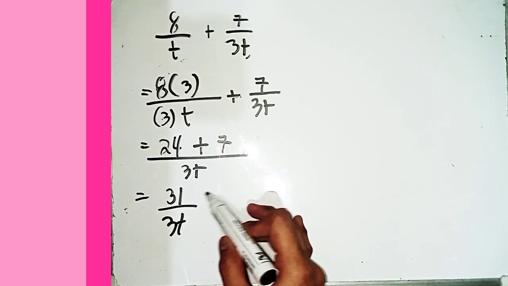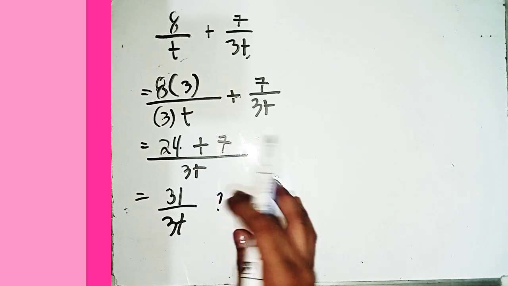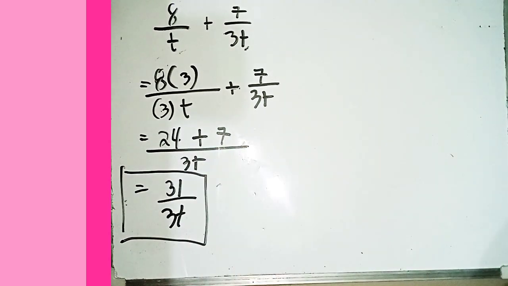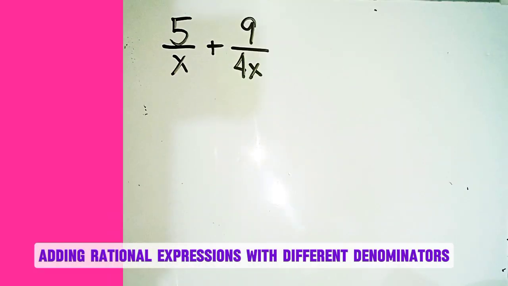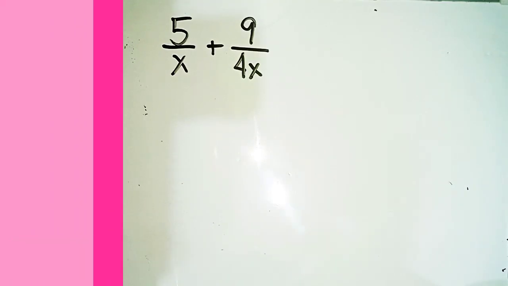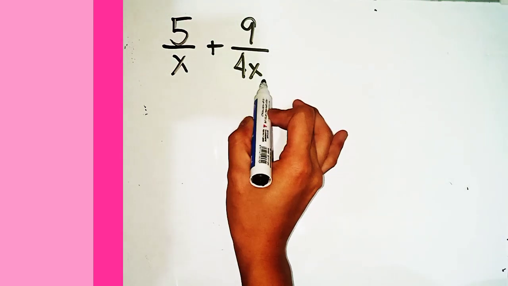Can we simplify that one, 31 over 3t? No, we cannot simplify, so therefore that would be our final answer. Okay, so now let's proceed to the third example. We have here 5 all over x plus 9 all over 4x.